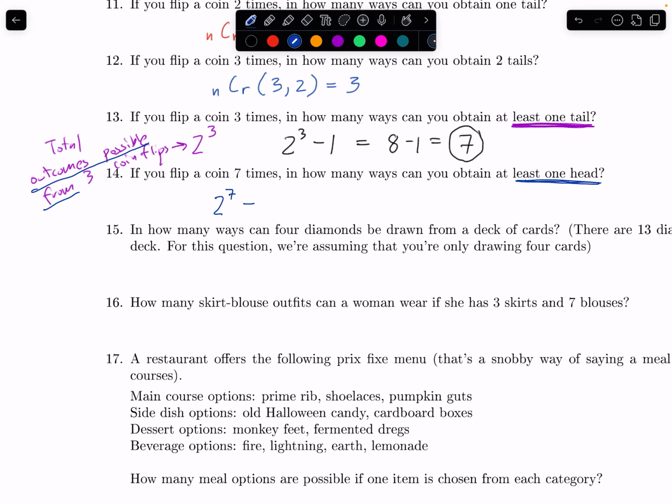So I take my 2 to the 7th, subtract just 1, and I'm going to get my answer. What is 2 to the 7th? It's 2, 4, 8, 16, 32, 64, 128. If you can't see me, I'm actually just using my fingers like an elementary school student doing addition. So 128 minus 1 is 127. Now, you can, of course, just plug 2 to the power of 7 into your calculator to get 128.